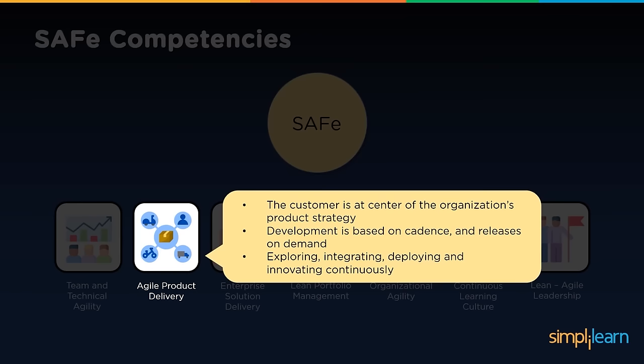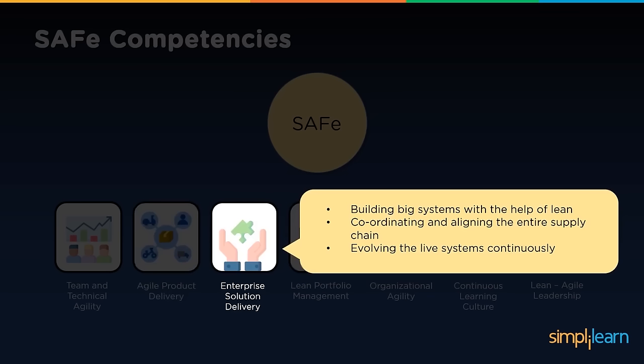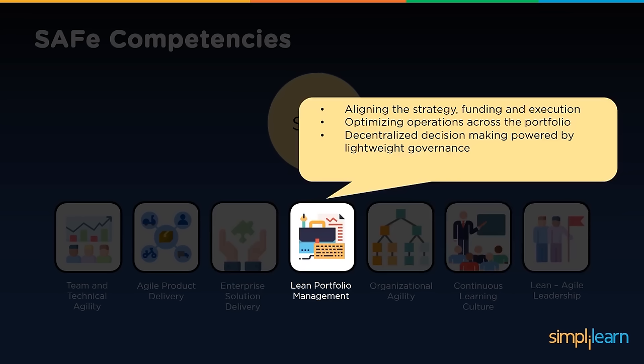So development is based on cadence and releases on demand, exploring integrity, deploying and innovating continuously. Then enterprise solution delivery. So building big systems with the help of lean, coordinating and aligning the entire supply chain, evolving the live system continuously, requires ensuring the visibility of the entire enterprise and providing solutions accordingly. Lean portfolio management, which basically focuses on aligning the strategy, funding and execution, optimizing operations across the portfolio, decentralized decision making powered by lightweight governance.